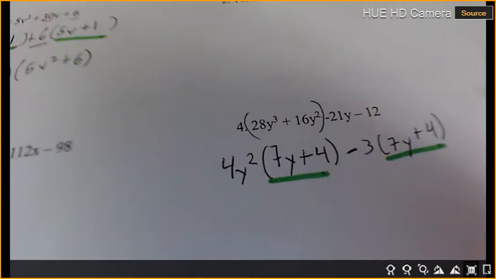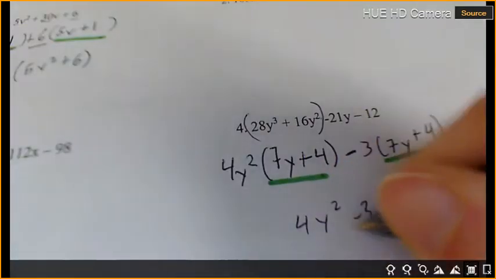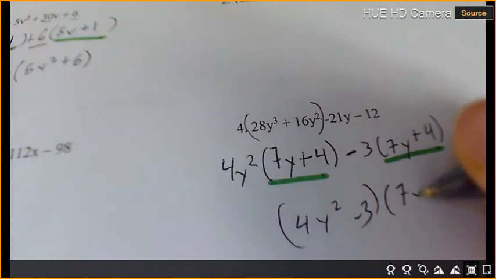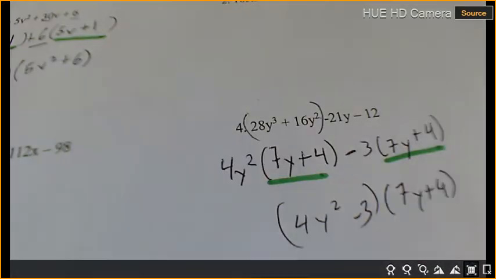I have 4y squared times 7y minus 3 plus 4. You have to do that to be finished.